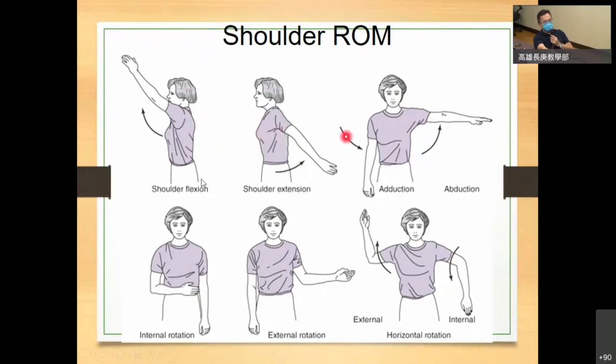And in this turn, this means abduction, and this means adduction. If you elevate your arms in the coronal plane, that is abduction, and when you drop your arm, that is adduction. Okay, rotation, as I say, is rotation on a joint, here rotation on the shoulder joint. If your hand is turned medially toward the body, that is internal rotation. If the hand is out laterally from the body, that is external rotation.